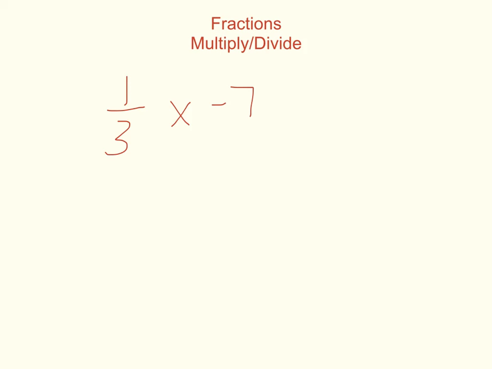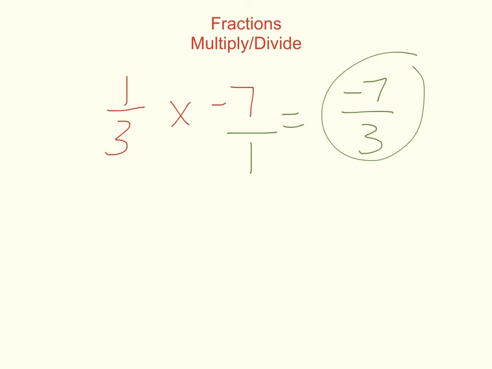All you do, and this is kind of similar to what you do in addition, is make them both fractions. So all we've got to do is put a 1 under this. Now we can just multiply straight across. 1 times negative 7 is negative 7. Then 3 times 1 is 3. So your answer is negative 7/3. It works pretty much the same way.